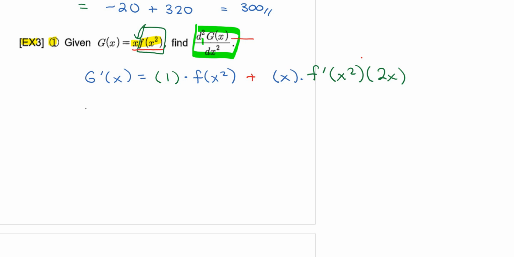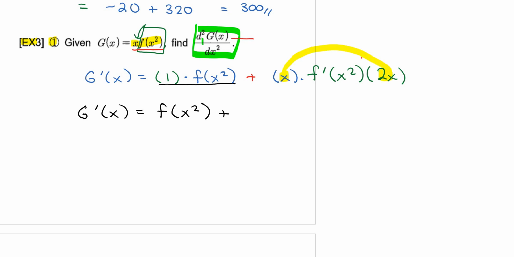All right, so that's my first derivative. Before I go on to my second derivative, I will clean up the first derivative. So this is f of x squared plus, and for the second term, I can multiply those two guys. 2x times x is 2x squared times f prime of x squared. All right, so that's my complete first derivative, and I can now move on to my second derivative because my first derivative has been simplified.